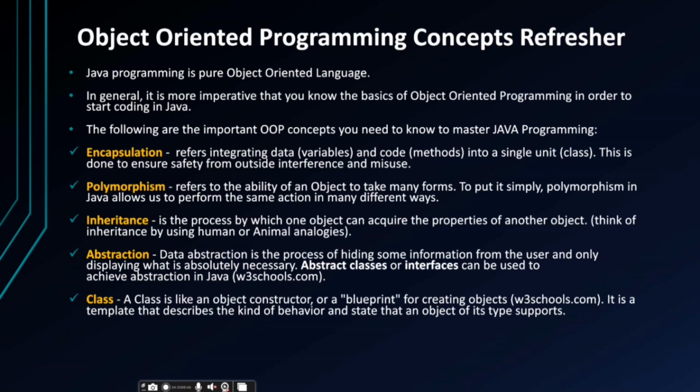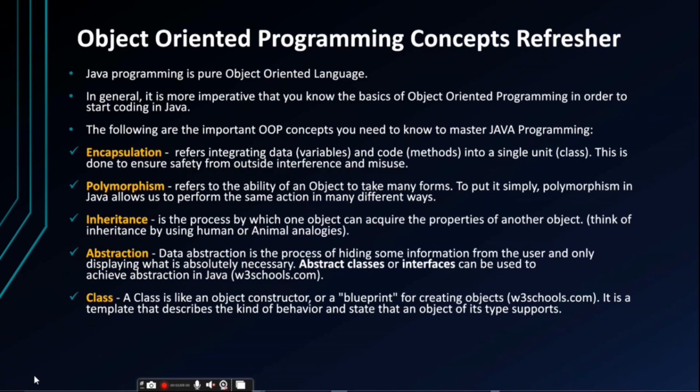A class is like an object constructor, a blueprint for creating objects, according to w3schools.com. It is also a template that describes the kind of behavior and state that an object of this type supports.